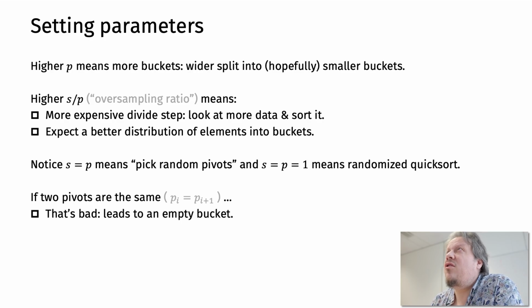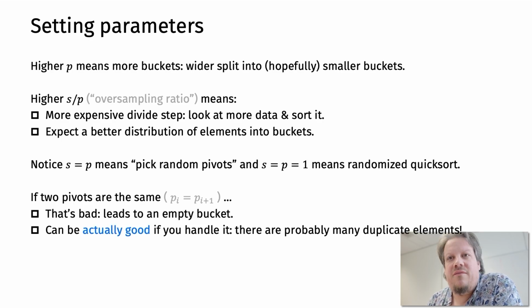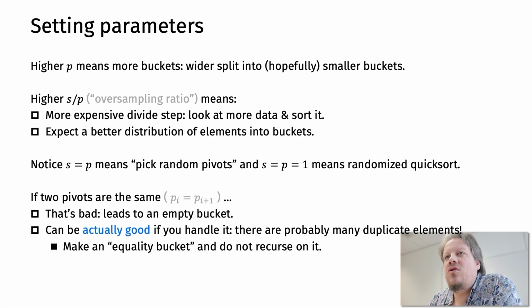However, if you think about it a little bit, and you consider statistically how this might happen, then actually if two pivots are the same, then there's probably a lot of specifically that element in the array, lots of duplicate elements. So if you don't handle it, it's bad. But if you have a special case for that, then you could make what the literature calls an equality bucket, where you get all of those elements that have exactly that value, and you don't even need to recurse on it. That's kind of nice, but it's something that you need to handle specifically.